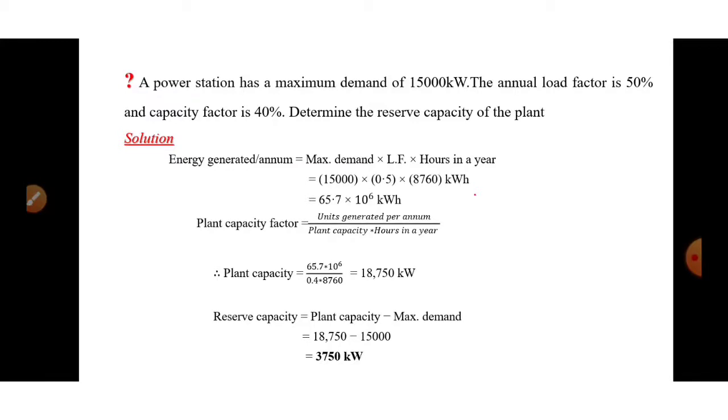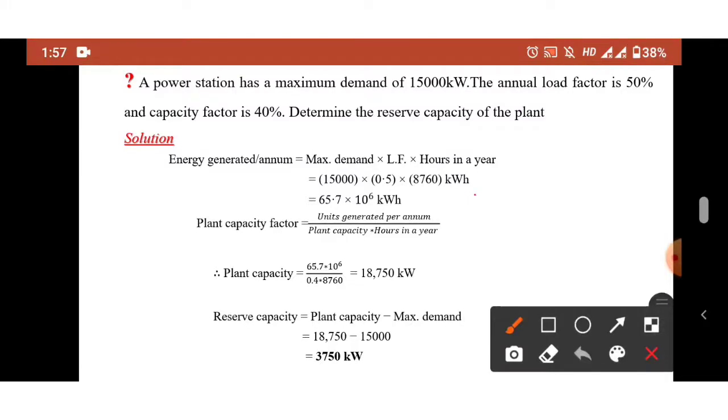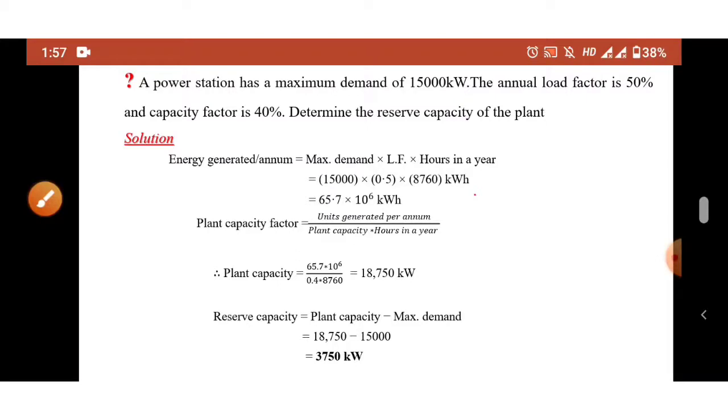To find the reserve capacity, we first have to find the plant capacity, because reserve capacity is equal to plant capacity minus maximum demand. Here the plant capacity factor is given, which is 40%. Average demand is not given, so in place of average demand substitute units generated per annum divided by hours in a year. Here the annual load factor is given, so first we have to find the units generated per annum.